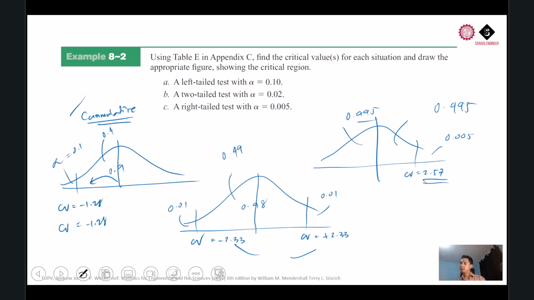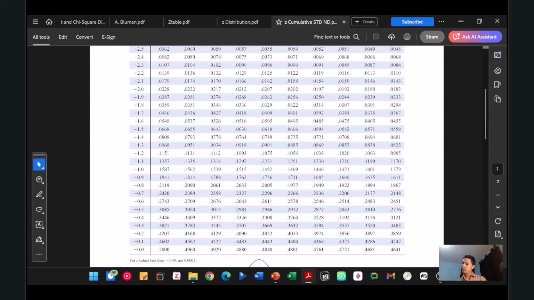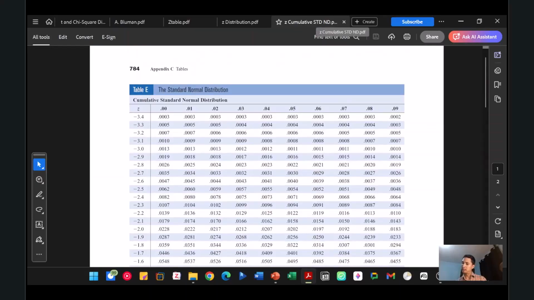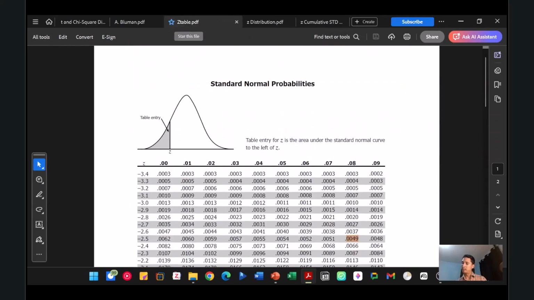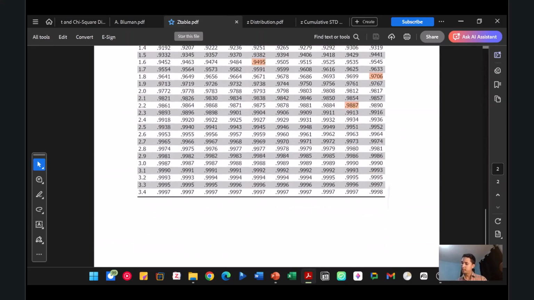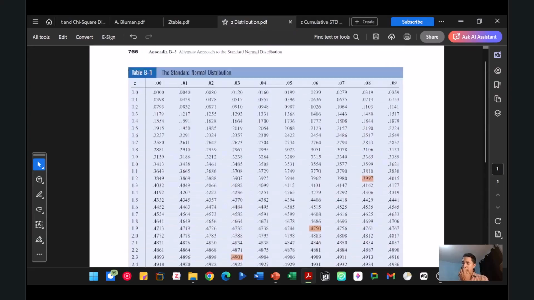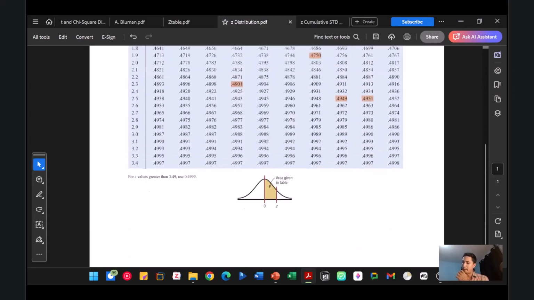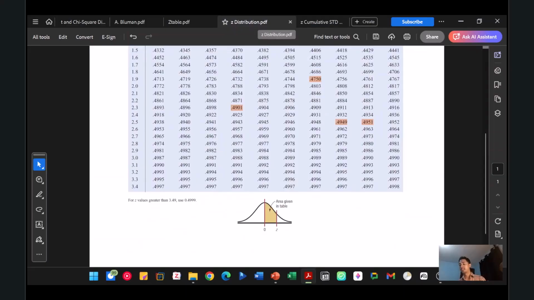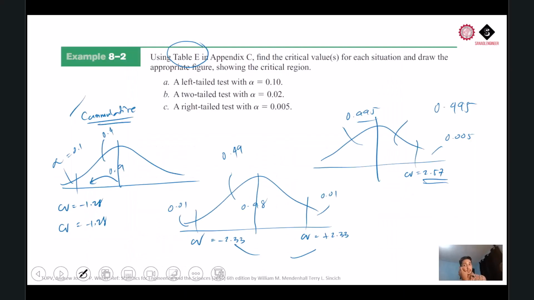Okay, so you don't need to use Table E because Table E is just the same as the familiar Table C that you have been using all this time. But what I have shown you here is how to use the other table, the one from the center. Okay, so let's continue.